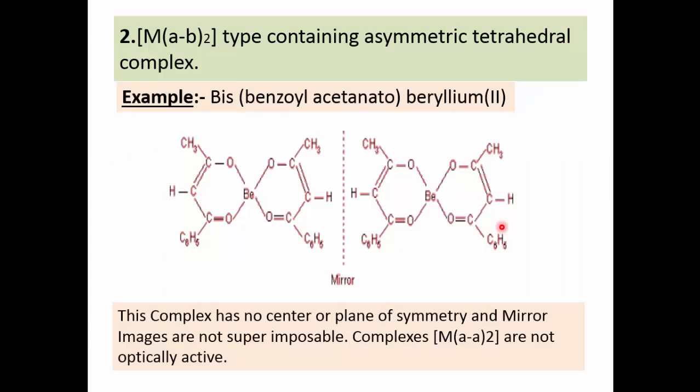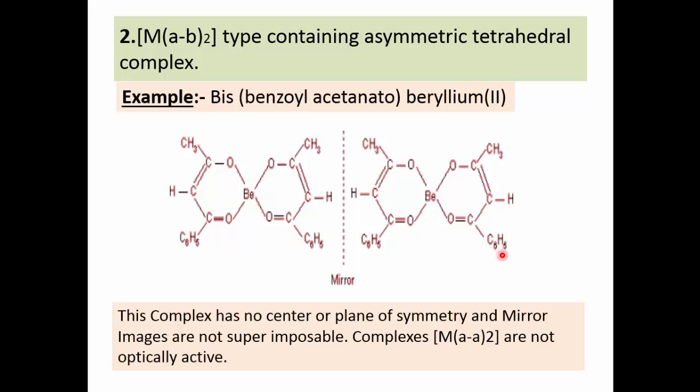In the case of tetrahedral complexes, this is the second type, MAB2, where this AB is called an asymmetric ligand. Both ends are different. So MAB2 type contains an asymmetric tetrahedral complex. Example is bis benzoyl acetonato beryllium(II). Here see, to the beryllium these two ligands are attached. Here also the same structure is written, but what is the difference? Here a mirror is placed in between these two isomers. Here this CH3 is above the plane, this CH3 is below the plane.